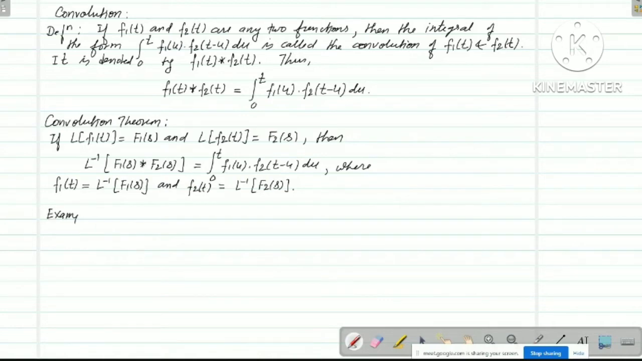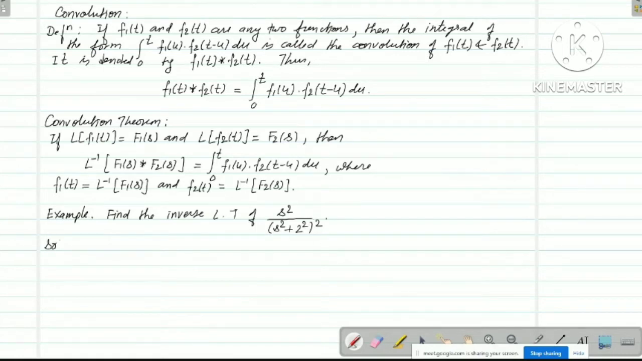Examples. Okay, first problem we take. Find the inverse Laplace transform of the function s square by s square plus 2 square, the whole square. We have to find the inverse Laplace transform of this function.